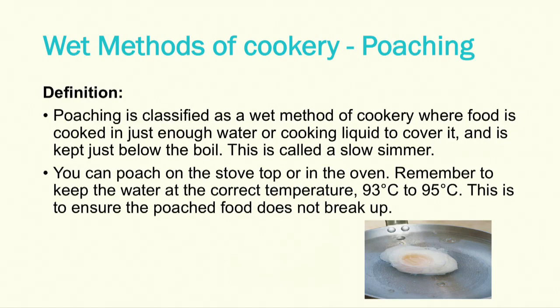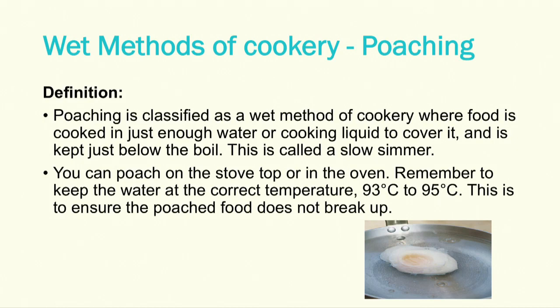Poaching. Poaching is where we cook food in water that is hot but not bubbling. So it's ticking over at a lower temperature, and it's usually for tender, delicate foods. A good example there would be poached eggs or poached fish. If we were to madly boil a piece of fish, it would just break up.